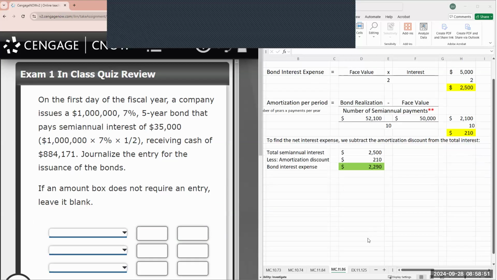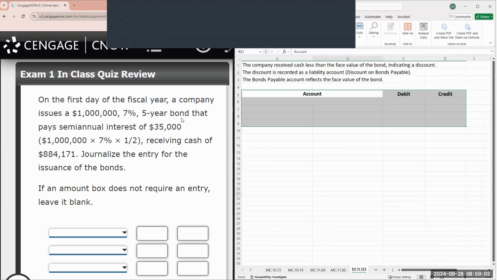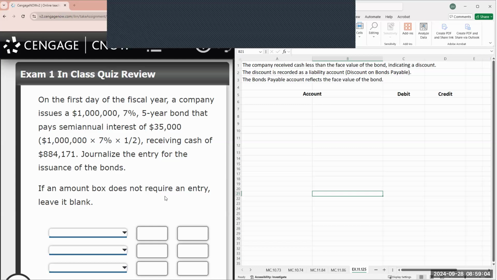All right, we move on to our next question. This question is asking us to prepare the journal entry. Here we see, on the first day of the fiscal year, a company issues a $1 million 7% 5-year bond that pays semi-annual interest of $35,000, and they received cash of $884,171. Journalize the entry for the issuance.